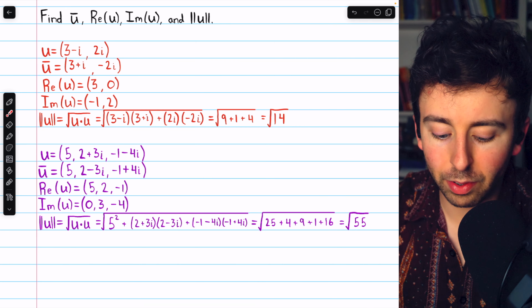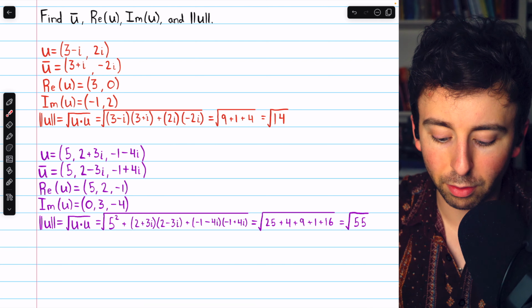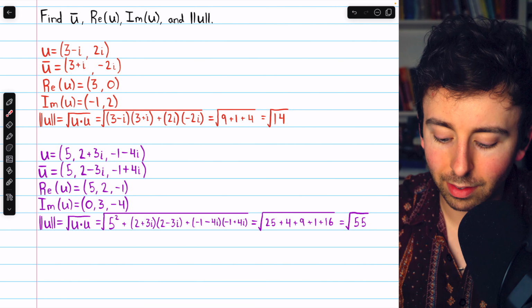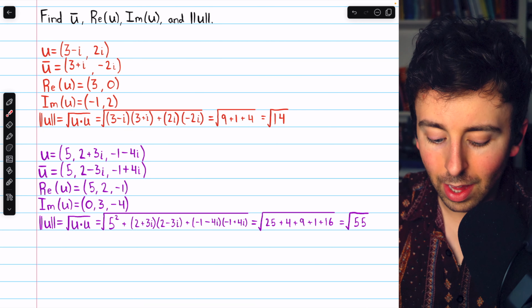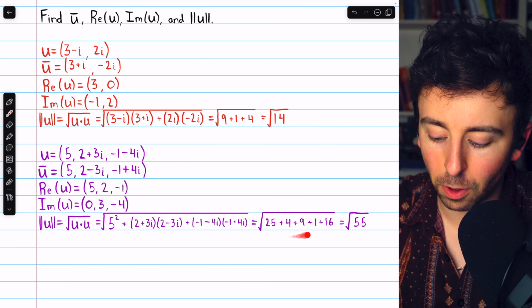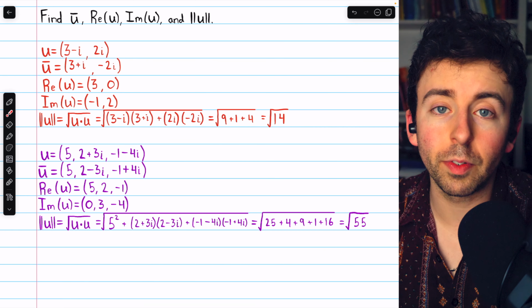The conjugate of 5 is 5, so we have 5 squared. The conjugate of 2 plus 3i is 2 minus 3i, so multiply those. And the conjugate of negative 1 minus 4i is negative 1 plus 4i. Then we just have to multiply all this stuff together, which gets us here. And finally, the final answer is square root of 55.